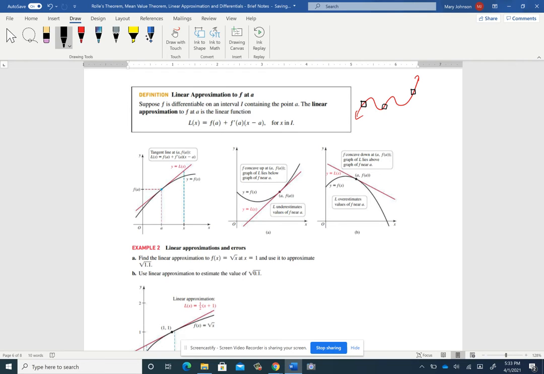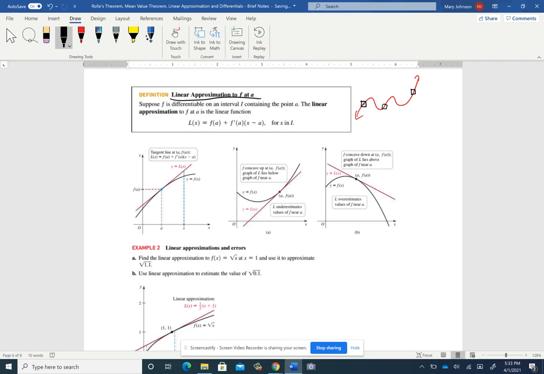So any function, no matter how messy it is, is basically linear over a small interval, then we can use this idea of linear approximation to find the value of the actual function. We use a line to find a value of the actual function.